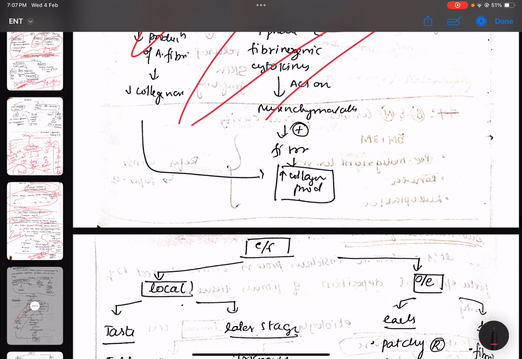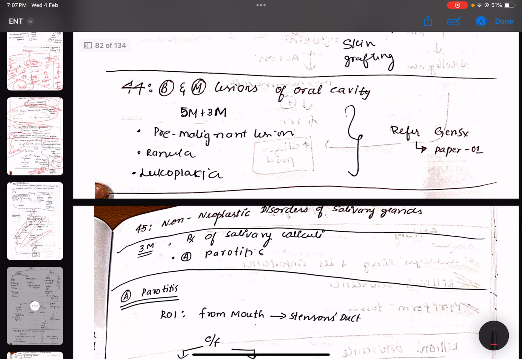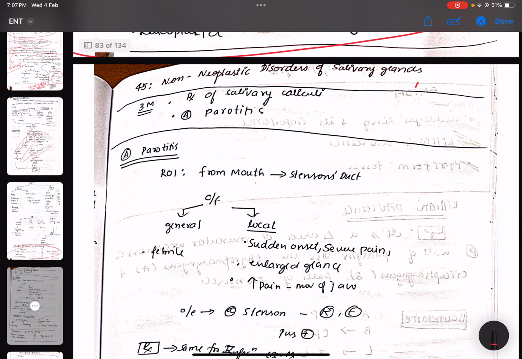Pathogenesis not required. Okay, clinical features, I'm sure if you study once you will be able to write about it. Again, all these things I've discussed in surgery. Make sure you refer to surgery part 1 of it. Okay, again these things I've discussed in surgery.